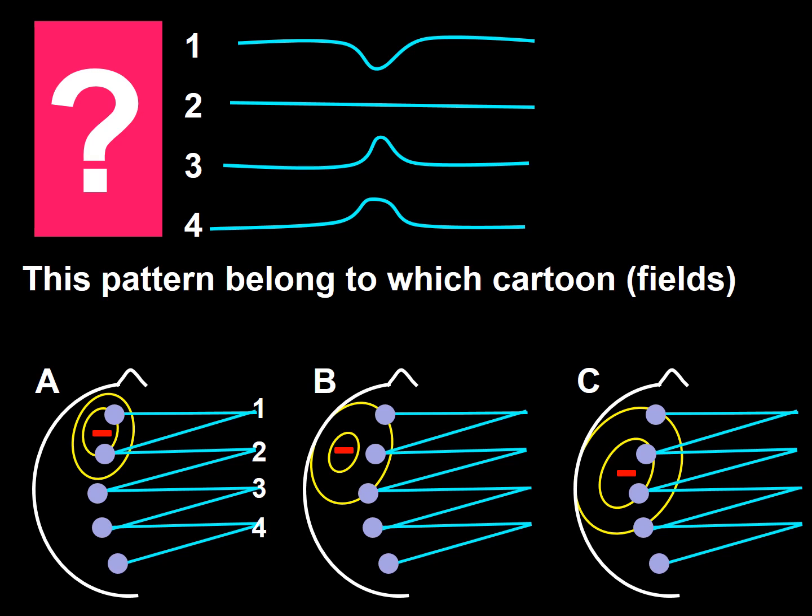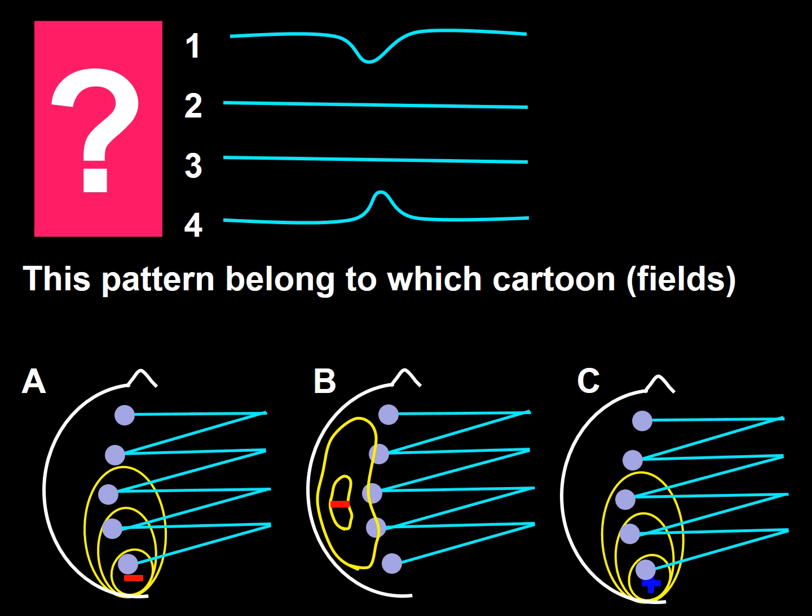So the answer to this question is C. Next question. The epoch above belongs to which of the isopotential maps below?